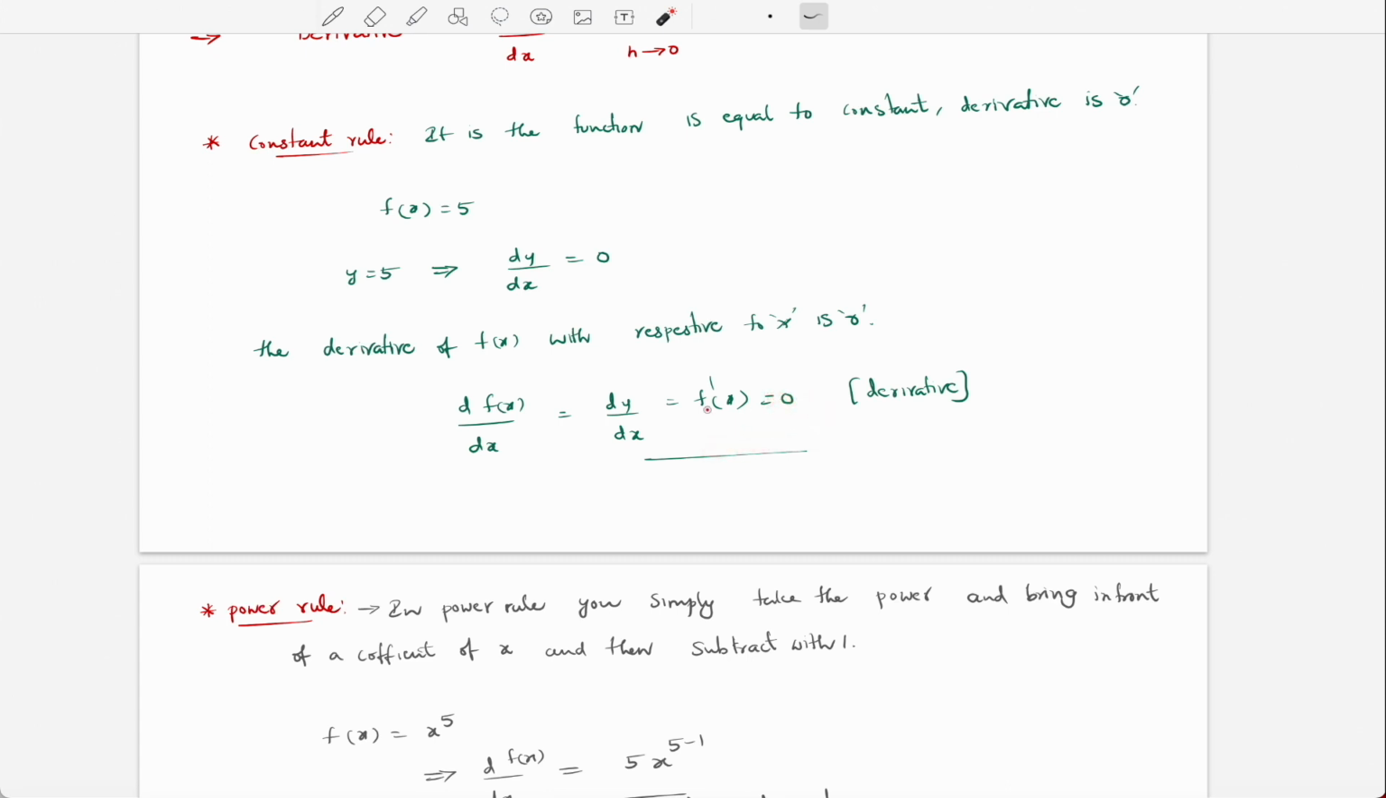I hope I've given a good example of what a constant is. If you find the d of x of 10, it will become 0. If you find the d of x of 15, it will become 0. It means the derivative of a constant is 0.